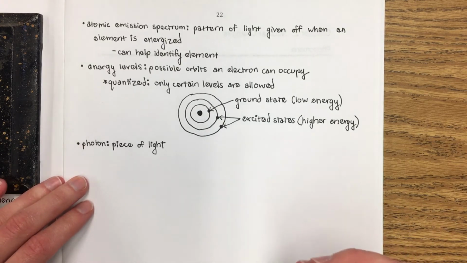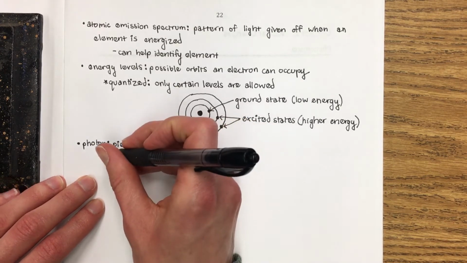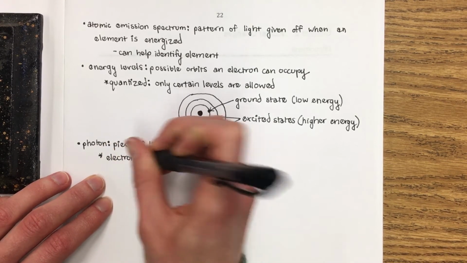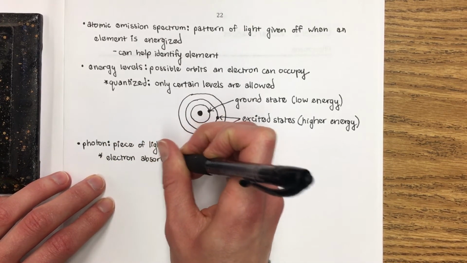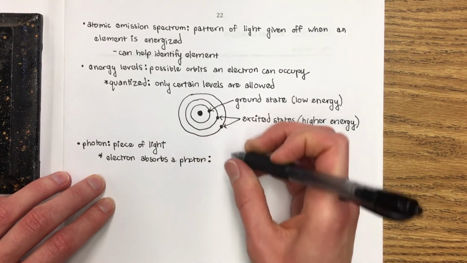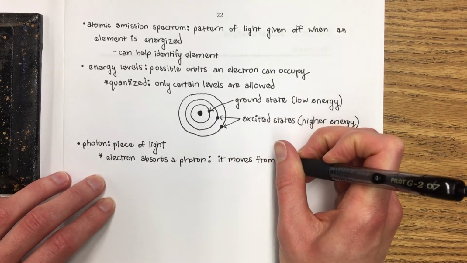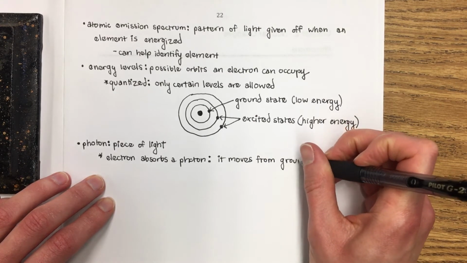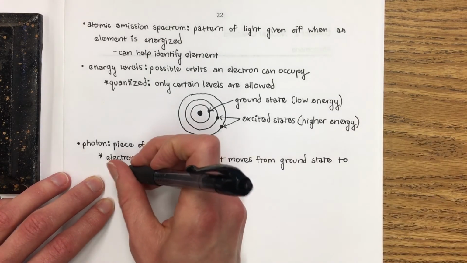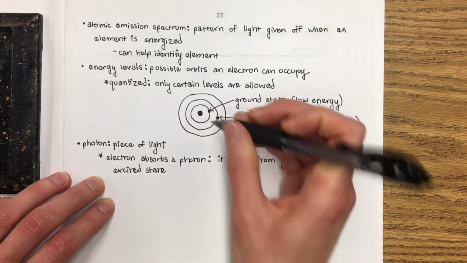and if an electron in an atom absorbs a photon, it moves from its ground state to its excited state. So it's going to go from here to here.